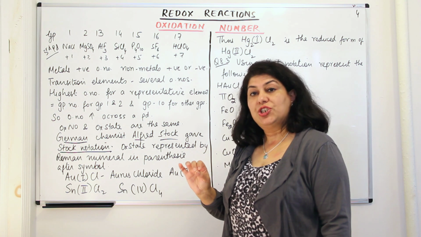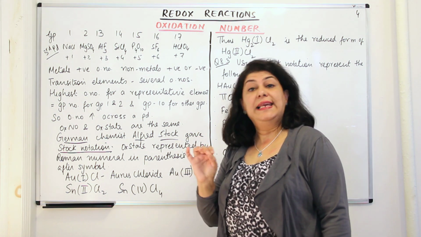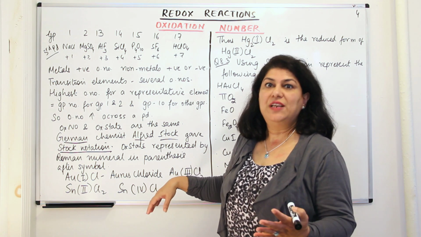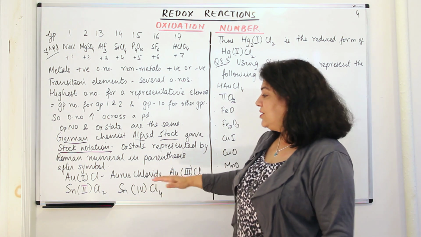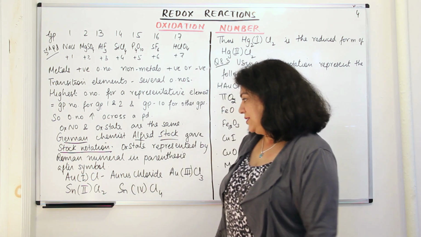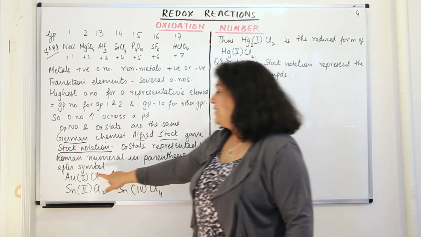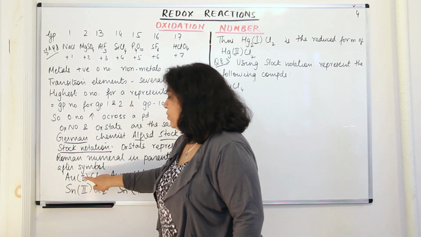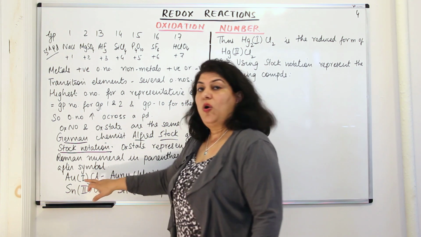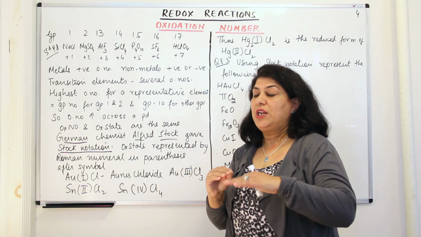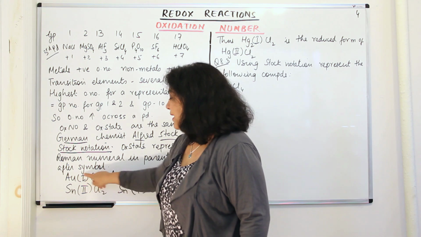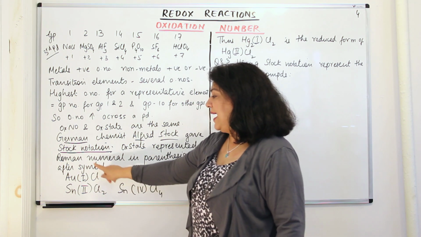Remember, Stock notation is only a notation for metallic atoms. It is not given for non-metals, and it is not for negatively charged oxidation states. It is only for metals, and we know metals always have positive oxidation states. So, for example, you have gold, Au, having +1 charge, with Cl, that is aurous chloride. Aurous is +1, the oxidation state of gold. So in AuCl, the +1 state will be represented by I in Roman numerals inside a bracket.